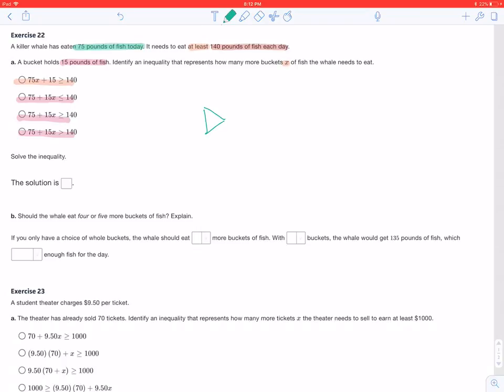So we've got a killer whale. So here's my killer whale. There's my killer whale, and it's a killer whale, so let's make him angry. And let's give him a scar too. So my killer whale has eaten 75 pounds of fish. So it already ate 75 pounds. So I put 75 pounds on the stomach. It needs to eat at least 140 pounds of fish each day. So I need to give it either 140 pounds or more if it needs to eat at least 140 pounds of fish each day. And it's already eaten 75 pounds.